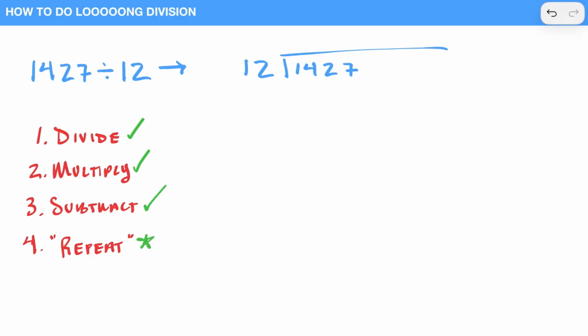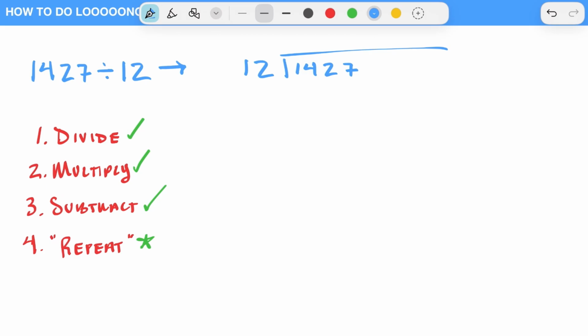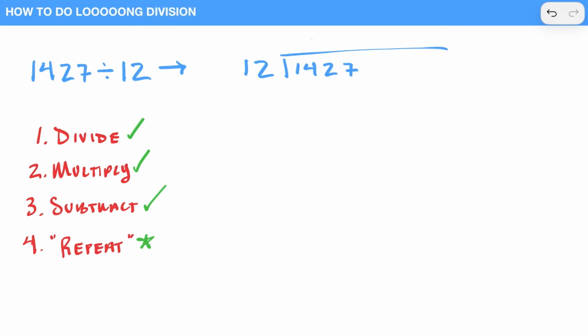No. Now, I'm going to give you a little shortcut here. We can actually just skip this first step, and we can jump right into considering, does 12 go into 14? It does. How many times does 12 go into 14? It goes in once. So I'm going to write the 1 right above the 4. There's the division. We multiply 1 by 12. We get 12. Now we subtract. 14 minus 12 is 2. We're going to bring down this 2.